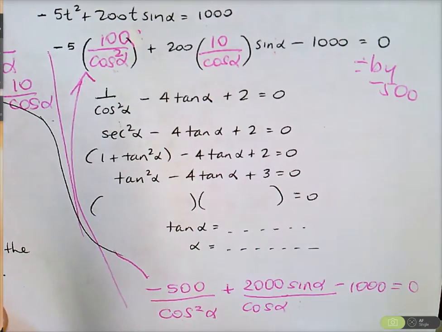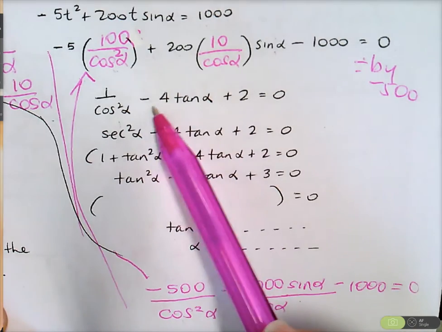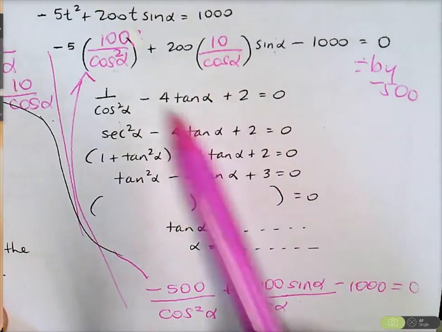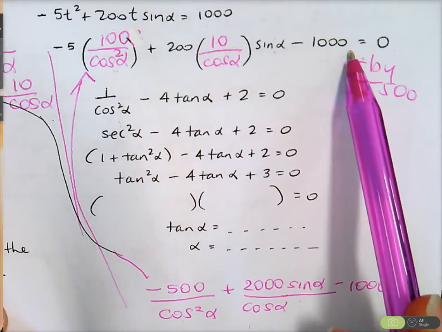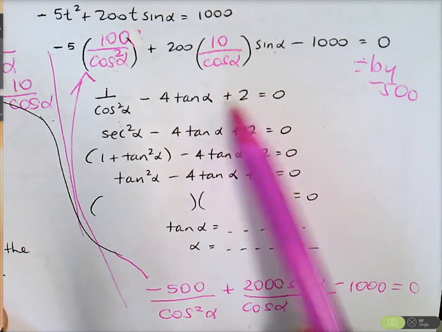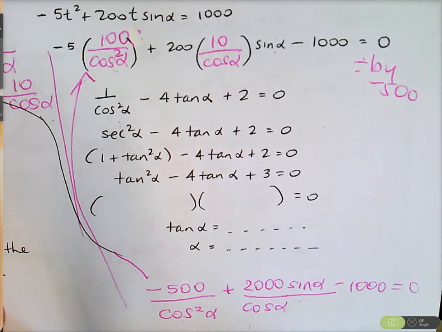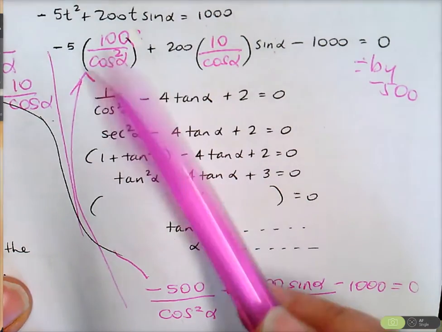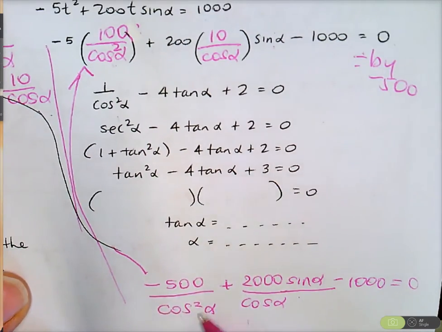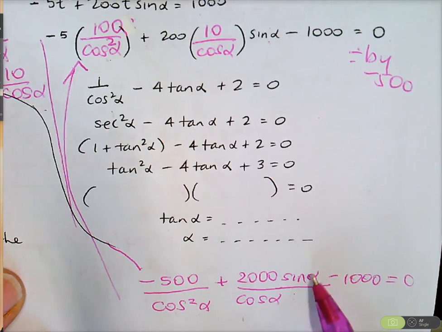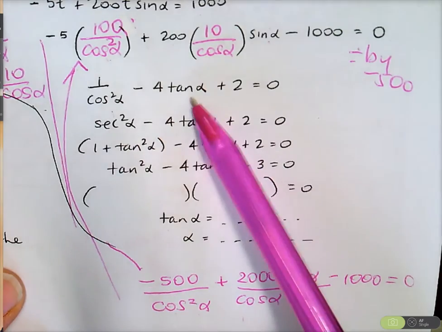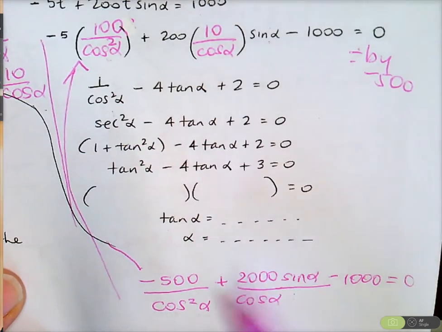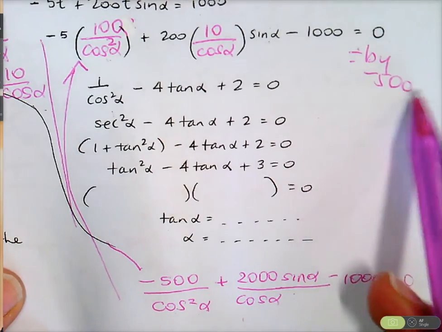So dividing by negative 500, the 500 goes. You get 1 on cos squared alpha. Sine alpha on cos alpha is tan alpha. 2,000 divided by negative 500 is negative 4 tan alpha. And negative 1,000 divided by negative 500 is positive 2. Why do you think we're dividing by a negative? Because the squared term is negative. We don't want the squared term to be negative. That's why we're dividing by negative 500.